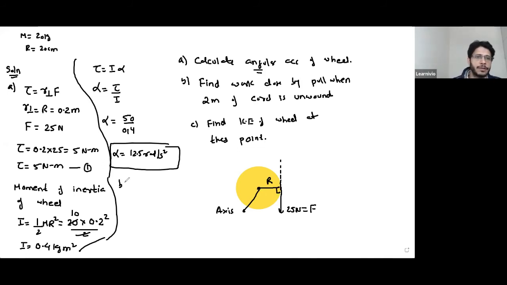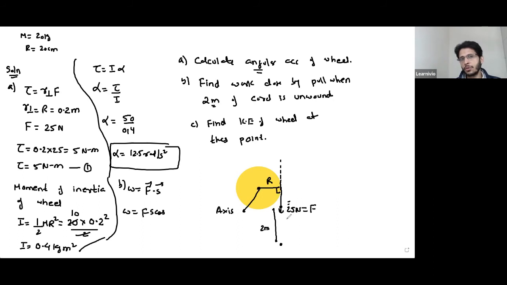If I take part B, you need work done by the pull when 2 meters of the cord is unwound. So that's easy. You're applying a force of 25 Newton and the cord is displaced by 2 meters. Initially your cord was here, finally it comes here and covers a displacement of 2 meters. Work done is the dot product of force and displacement, so Fs cos theta. Can you guess the angle?